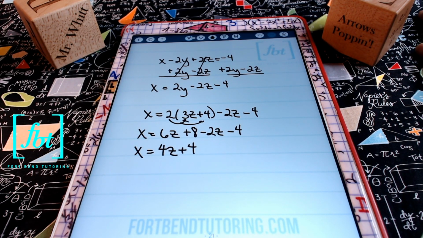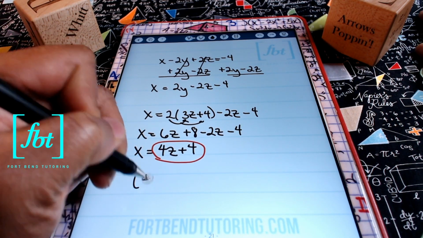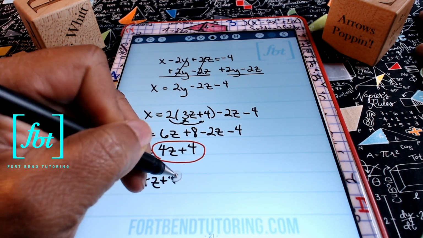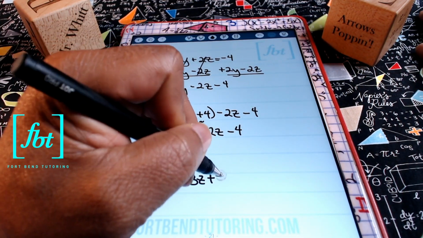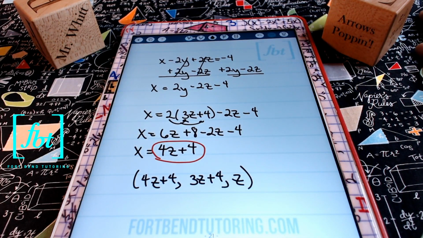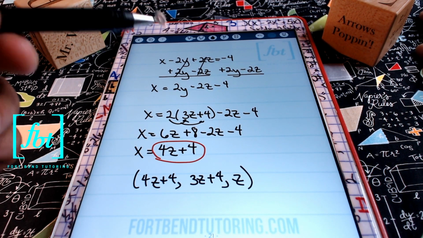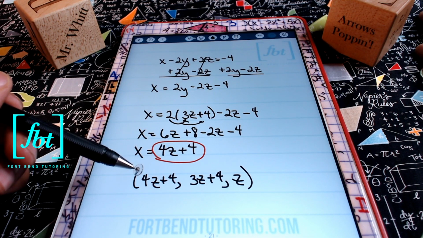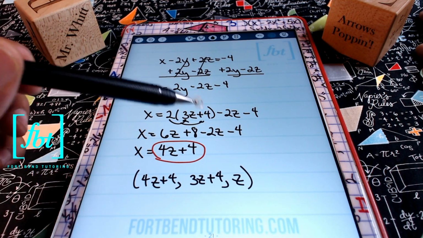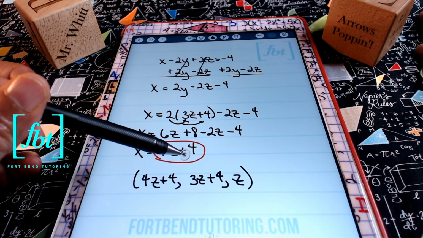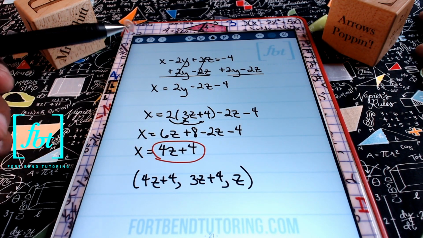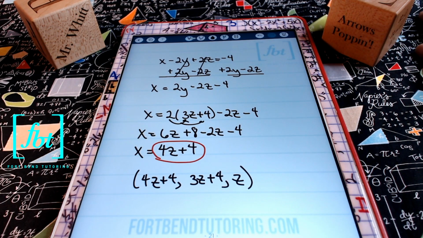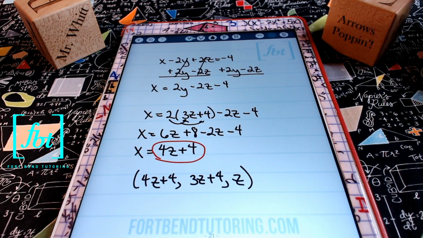to 4z plus 4. With these 3 values found now, we'll have our answer as 4z plus 4, 3z plus 4, z. And what this shows is a relationship between the infinite number of solutions. That as long as your x value is 4 times your z value plus 4, and as long as your y value is 3 times your z value plus 4, you will end up with a solution to the original system of equations. Done and done.